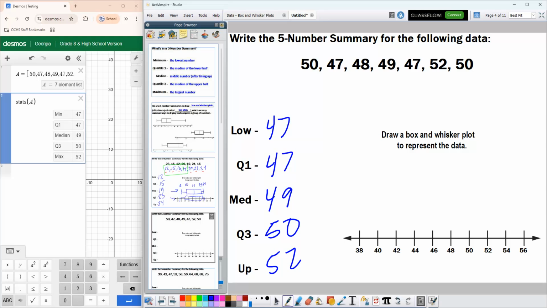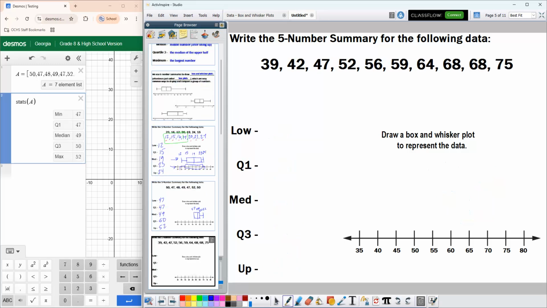All right, so I've got my box and whisker plot. 47 would be right there, and technically I have two lines right there. 49 would be right there. 50 is right there, going to squeeze that in, and then 52 is right there. So normally the two outsides would be the whiskers. That one would be a whisker, and then there's not really a whisker on the left side because 47 would have been the low over there. So that's a kind of funny looking one right there.